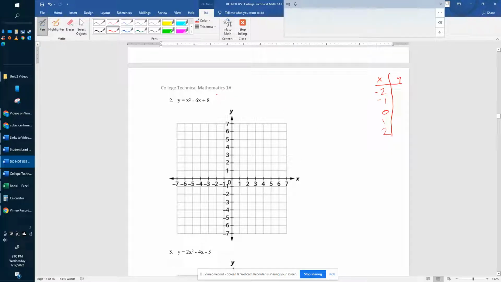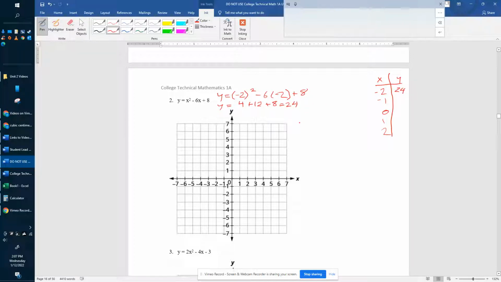So -2, y equals -2 squared minus 6 times -2 plus 8. -2 squared is going to be 4. -6 times -2 is going to be a positive 12. Ooh, this is going to be big. Plus 8. 12 plus 8 is 20, plus 4 is 24. Y equals 24. We're not going to be able to graph that one. That one's too big.